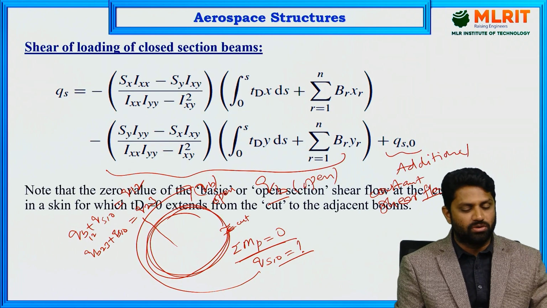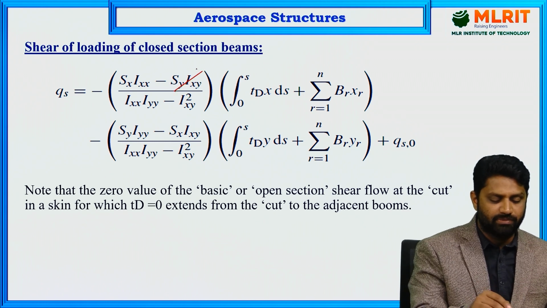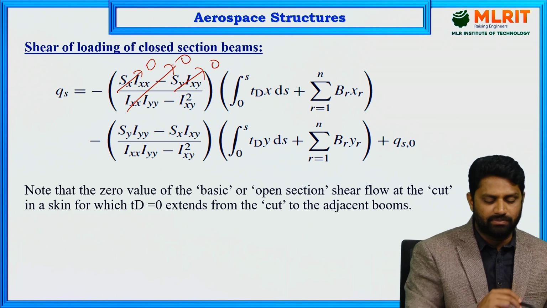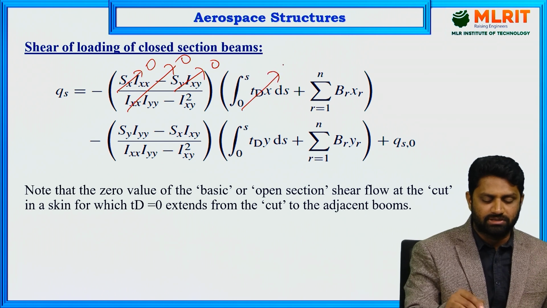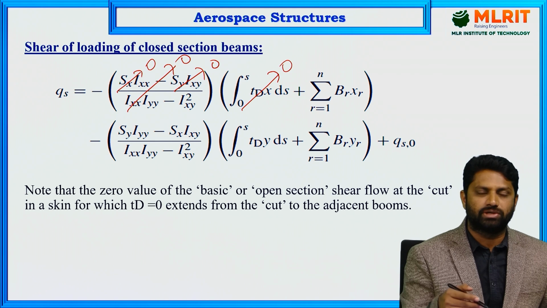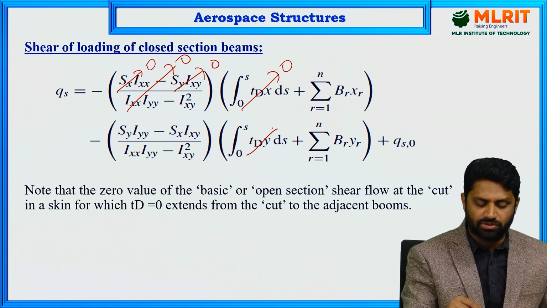Because of symmetry, IXY becomes 0, and SX is not given, so it becomes 0. So that part completely becomes 0. The other term is not required because it is not mentioned that the skin also takes the direct stresses. The skin is effective only in shear, so you can substitute this also as 0.